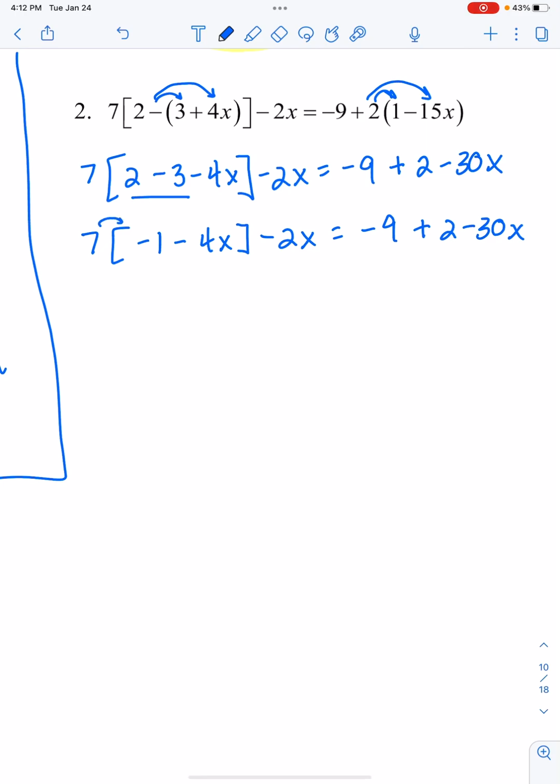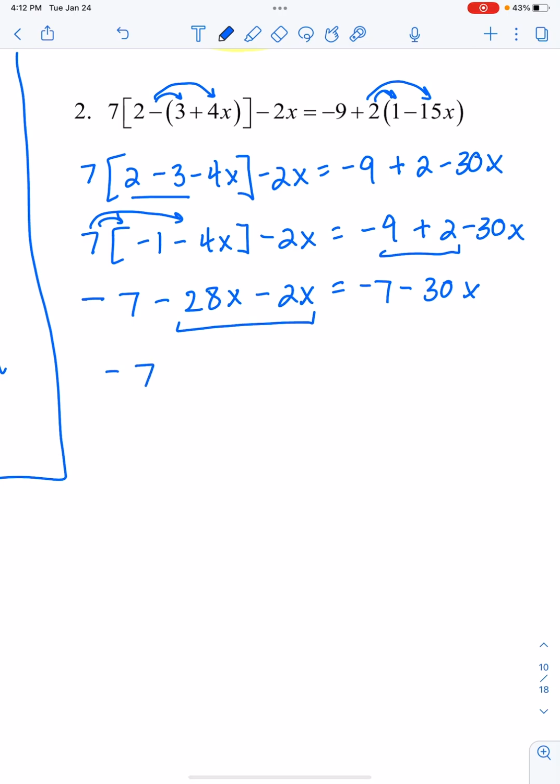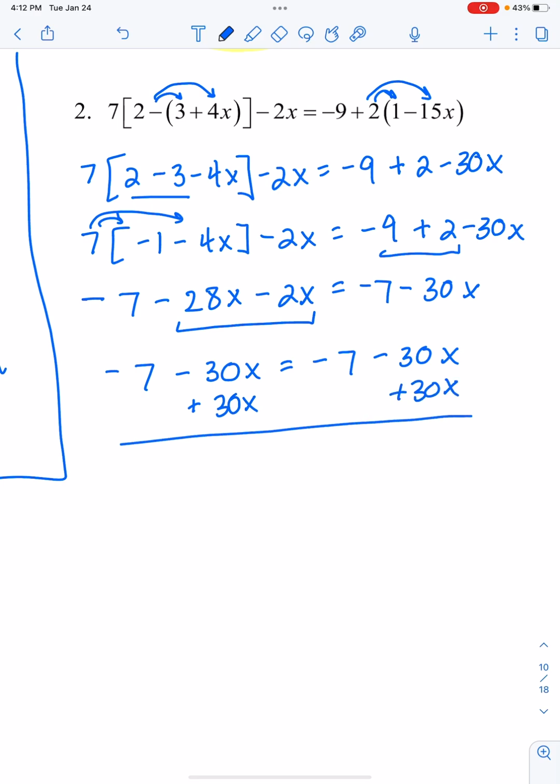Now we're going to distribute our 7. So we get negative 7 minus 28x minus 2x equals, these I can combine together, so negative 9 plus 2 is negative 7 minus 30x. I have on the left side some x terms to combine, so we get negative 7 minus 30x equals negative 7 minus 30x. If we add 30x over to combine the x terms to one side, they completely disappear. Negative 7 equals negative 7.